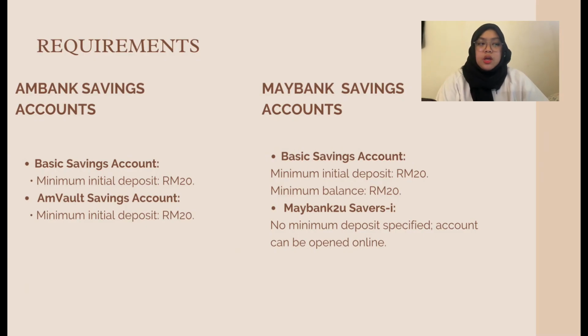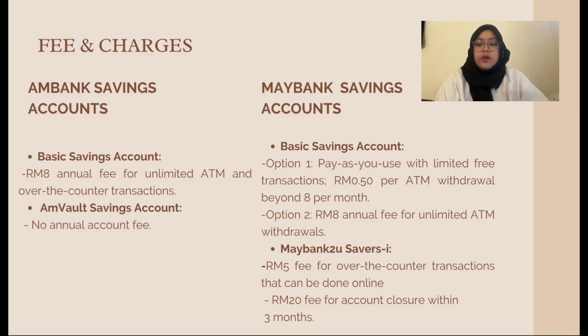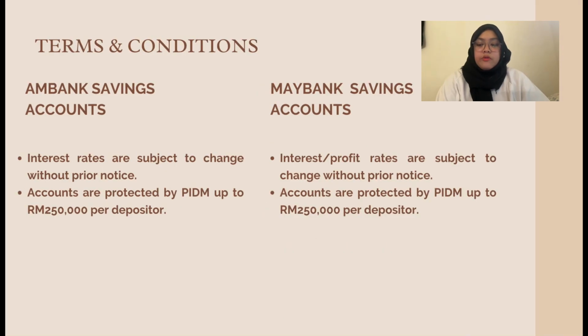Savers i is the second savings account. Maybank2u Savers i is Shariah compliant, or what we know as Islamic banking. It has profit rates from 0.20% up to 1.00%, and fully online account opening and management.